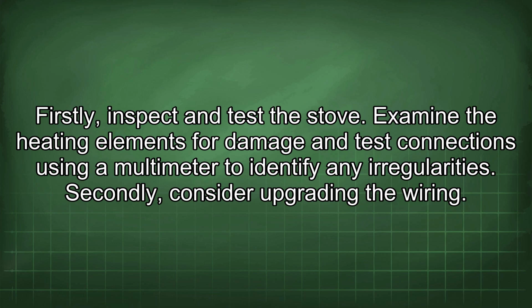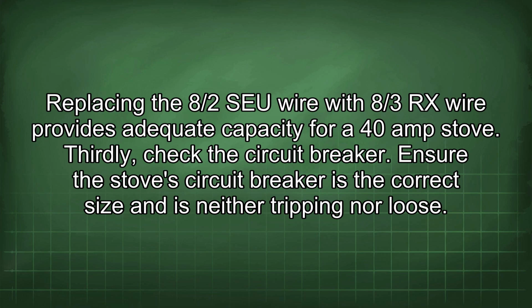Firstly, inspect and test the stove. Examine the heating elements for damage and test connections using a multimeter to identify any irregularities. Secondly, consider upgrading the wiring. Replacing the 8/2 SEU wire with 8/3 RX wire provides adequate capacity for a 40 amp stove. Thirdly, check the circuit breaker. Ensure the stove circuit breaker is the correct size and is neither tripping nor loose.